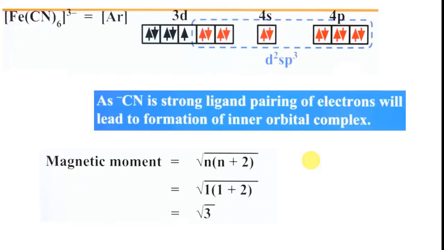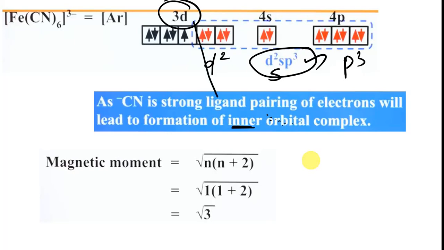That's it. So listen here, the cyanide ion places its electrons over here, that is in the 2 d orbitals, the 1 s orbital, and the 3 p orbitals. So the final hybridization is d2sp3, and it is a strong ligand causing pairing of electrons. It is an inner orbital complex because the bonding takes place in the 3d orbital, so it is called an inner orbital complex.